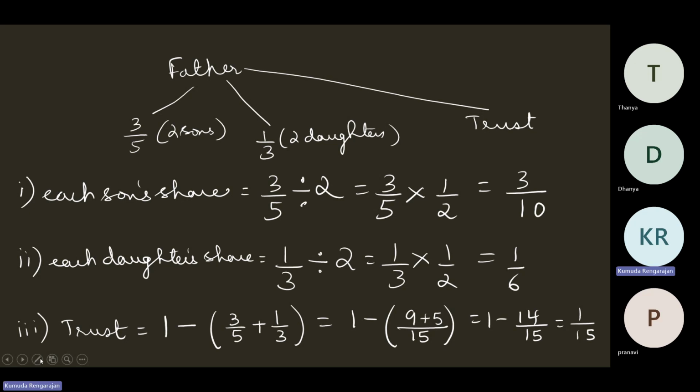I'm telling you how to compare fractions. To compare fractions, you can write the decimal form of 3 by 10, 1 by 6, and 1 by 15. Then you can look at the decimals and easily say which is the smallest value and which is the greatest value. Or you can bring all the fractions to the same denominator by using LCM. Then once every fraction has the same denominator, smaller the numerator, smaller the fraction. Greater the numerator, greater the fraction. So like that you can compare.